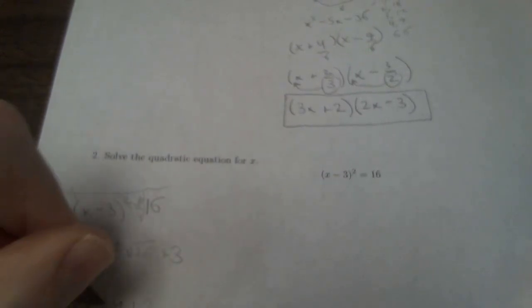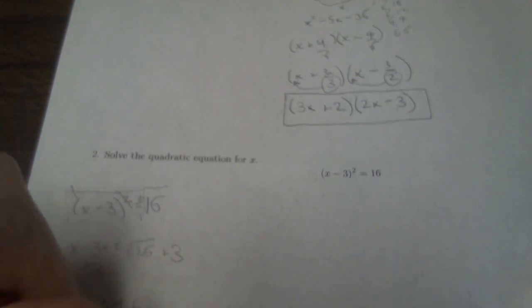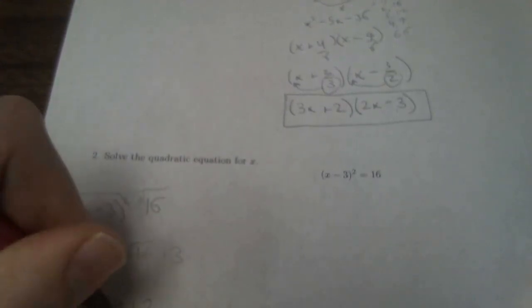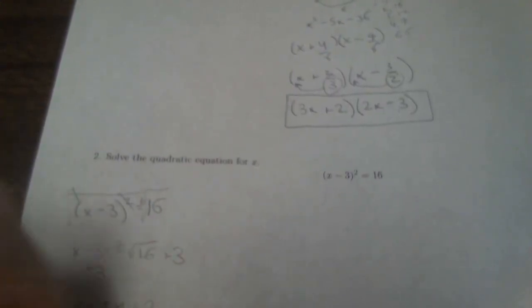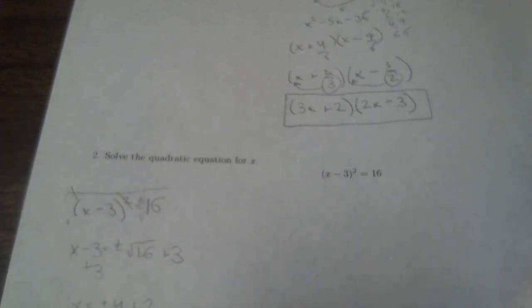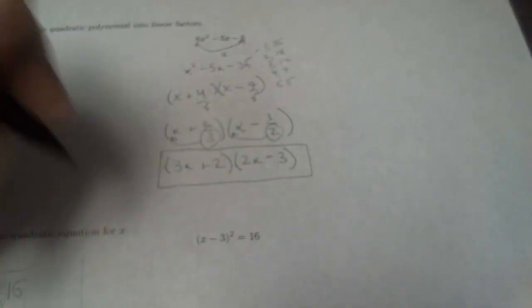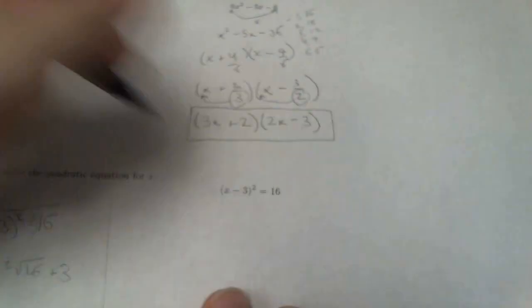So if we take positive 4, we have 4 plus 3, so that's going to be 7. And if we take negative 4 plus 3 is going to be positive 1. All right, so yeah, so that's one way you can do it. Another way is you can use the zero factor property. So we can expand this out.